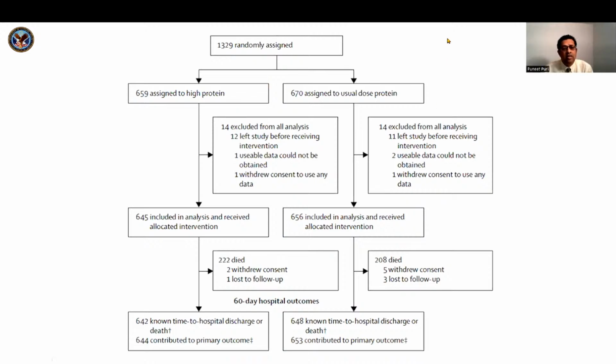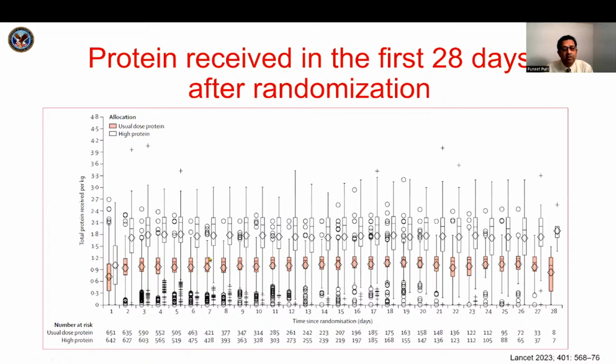Of over 4,000 patients that were screened, 1,300 plus were randomly assigned, and about 650 were in the high protein arm and about 650 were in the usual protein dose arm. This shows the protein delivery in the first 2-3 days reached in the two different categories: high protein with open box plots and the usual protein dose with the red-filled box plots. And you can see that their range was around 1.2 or below, while the other one was closer to 2.2 or higher.